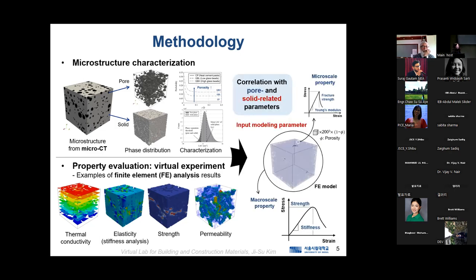From the microstructure characterization process, if we obtain the pore and solid related parameters, then we can correlate them to the modeling input parameters. When we decide these modeling input parameters based on the microstructure characteristics, then we can conduct the virtual experiment to obtain the material properties. For example, here we can obtain the crack patterns and also the strength or the stiffness through the virtual experiment.